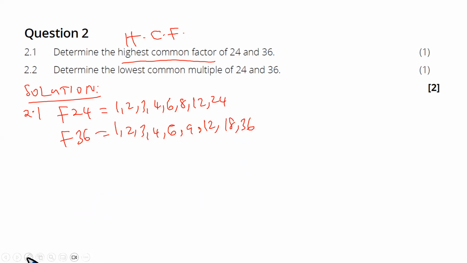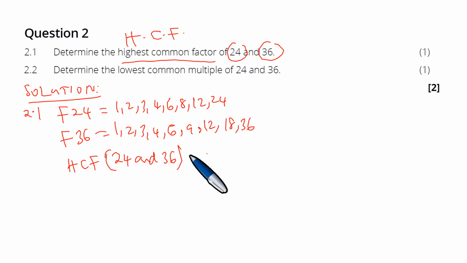So now we're looking for the highest common factor. What is the highest common factor of 24 and 36? What do you think it is? 12. Right, the highest common factor is 12.